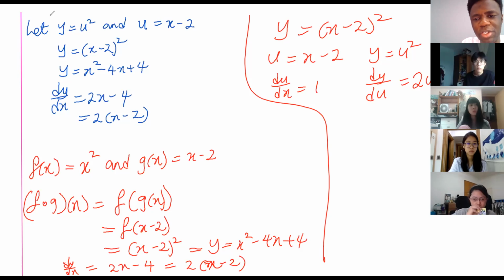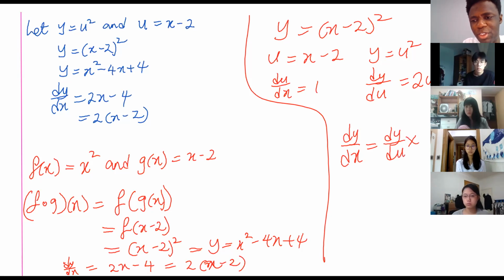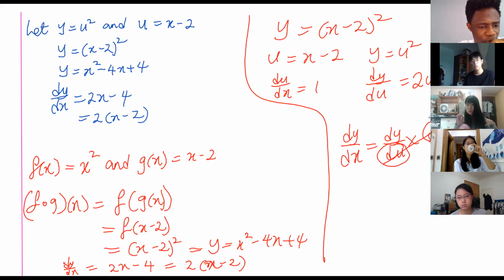By chain rule of differentiation, look at what I'm going to write now. Dy dx is actually just dy du times du dx, such that it looks like a fraction where this can be cancelled. Can you see that? Whatever I differentiate with in the first one will be the main variable in the second one.